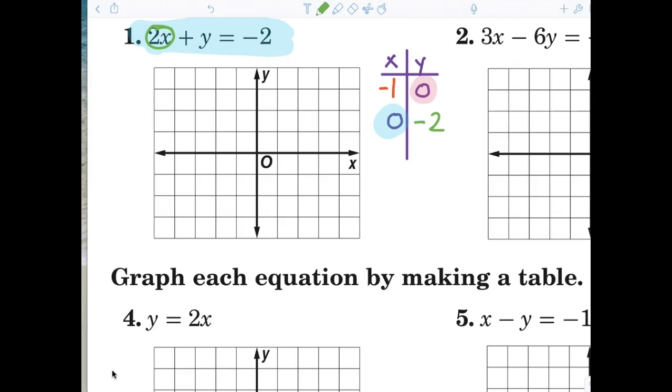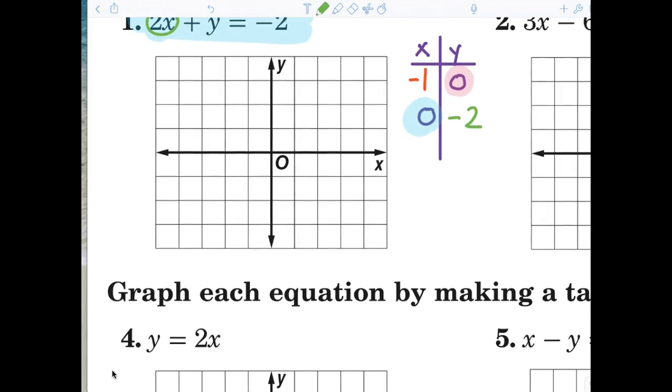Now you plot those points. So now let's practice plotting -1, 0. -1, 0 is here. 0, -2 is here. Now your job is to draw the line. All right, and here we go, drawing this line. That's right, no line segments.